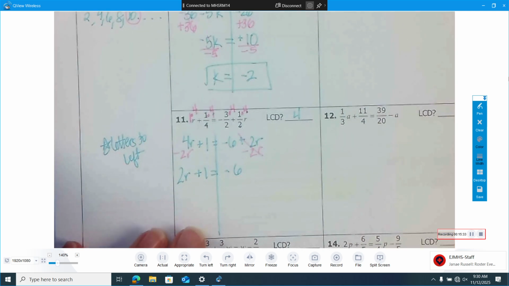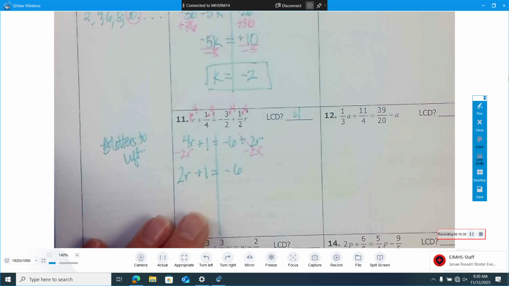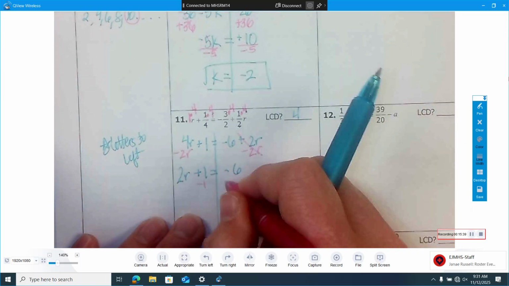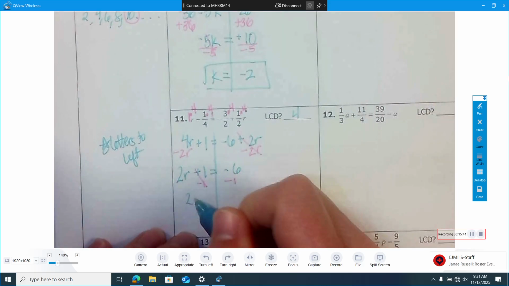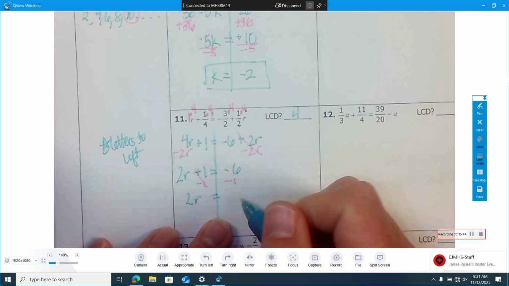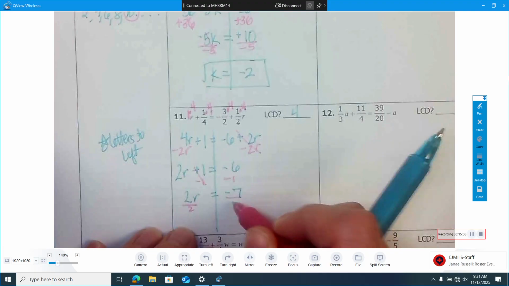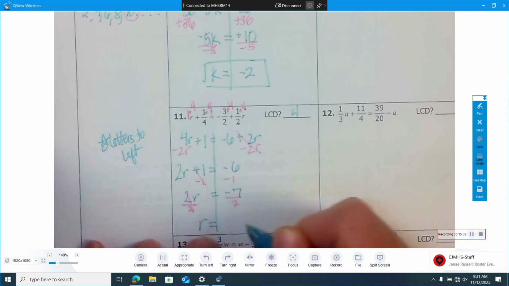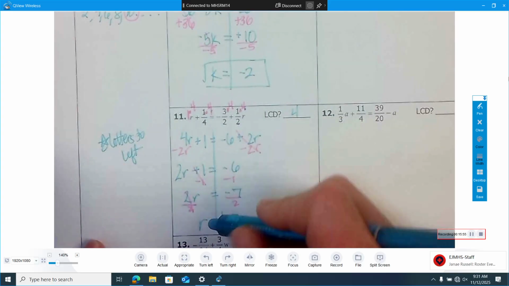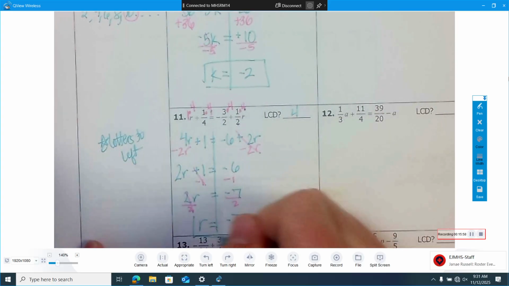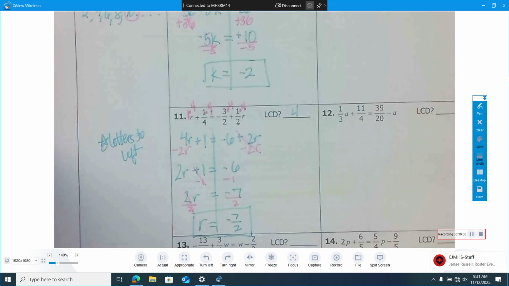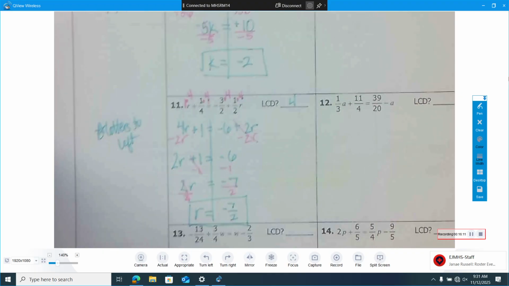And now r wants to be totally isolated. So what should we do next? Minus 1 from both sides. So I have 2r equals negative 7. And then how do I get r by itself? Divide by 2, divide by 2. So I get r equals negative 7 over 2, which is a beautiful answer. It doesn't reduce, but it is a totally fine answer. All right, questions so far?